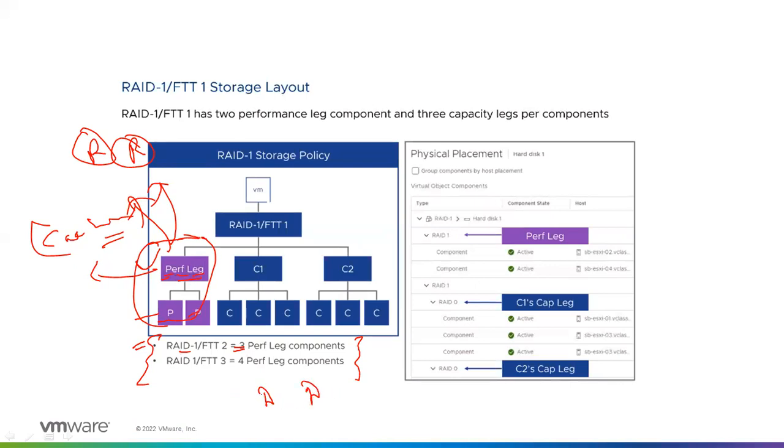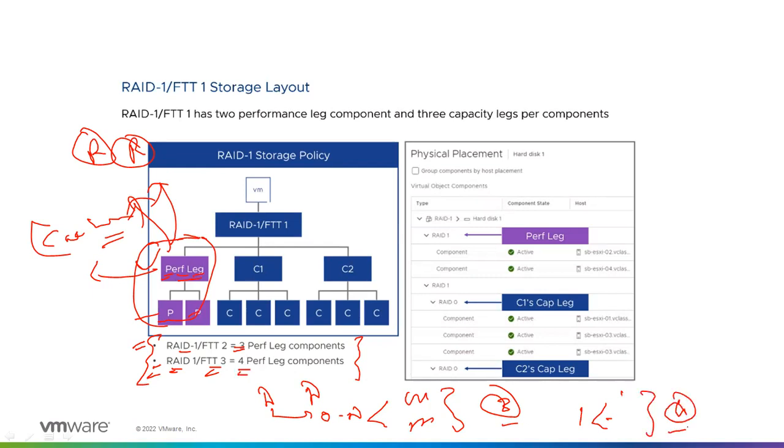Original data plus 2 mirror copies. Yes, sir. That was right. So then how many components in total? 3, sir. And if I apply the policy RAID 1 FTT3, what will happen? 4 per flag, definitely, because 1 original data plus 3 mirror copies. Then total was 4. Correct?